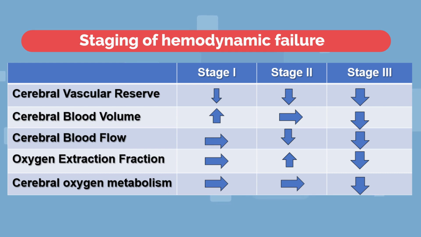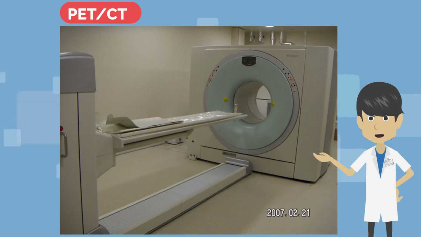Here is a summary of the staging of hemodynamic failure. Stage 1 shows dilatation of cerebral blood vessels, while Stage 2 shows increased oxygen extraction fraction. For the purpose of determining this staging, PET with O15 gas inhalation is performed. Recent PET systems are combined with CT, and the CT system is in the foreground.